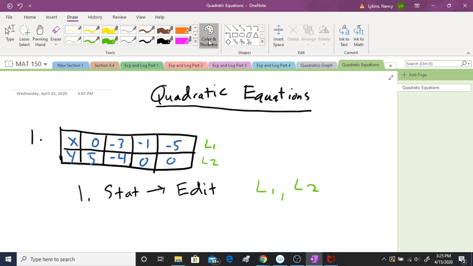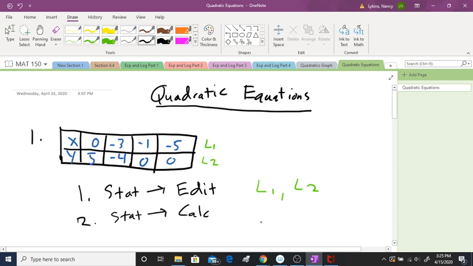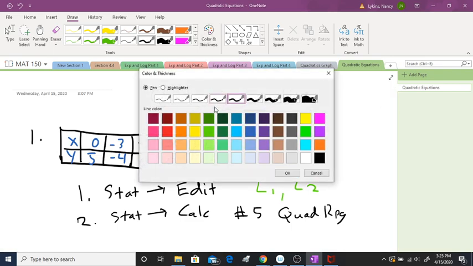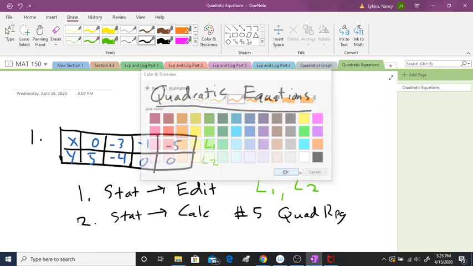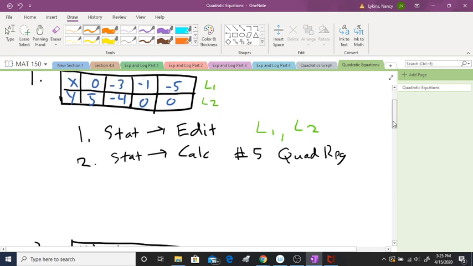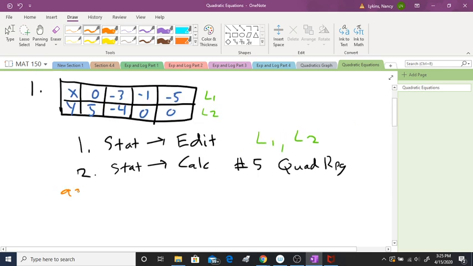So once we plug those in, then we go to stat and calculate. In this case, it is option number 5. It's called QuadReg. Stands for Quadratic Regression. Now, once you enter that in, it will spit out our A, B, and C.